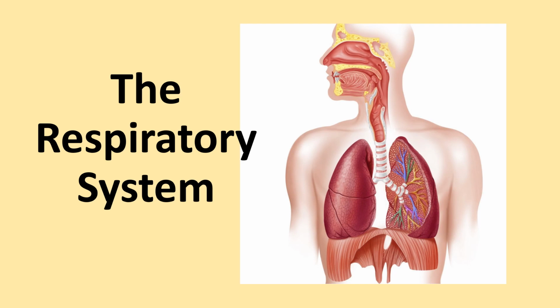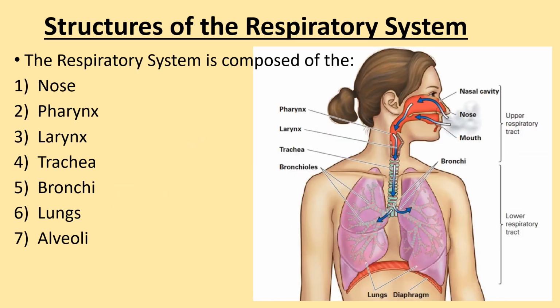Okay, the respiratory system. So our structures of the respiratory system, we were talking about the nose, into the pharynx, the larynx, the trachea, into the bronchi, down into the lungs, and lastly the alveoli.